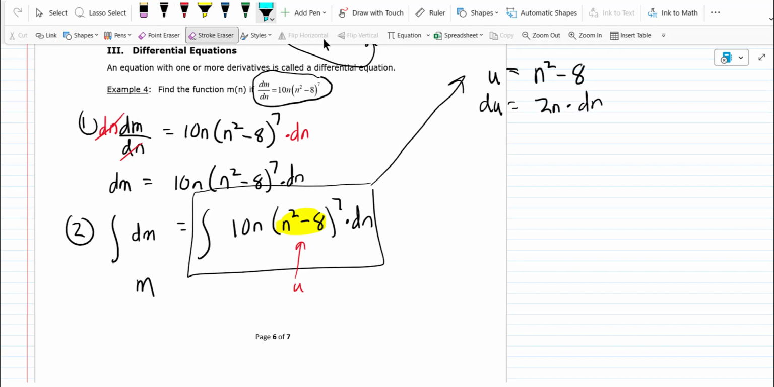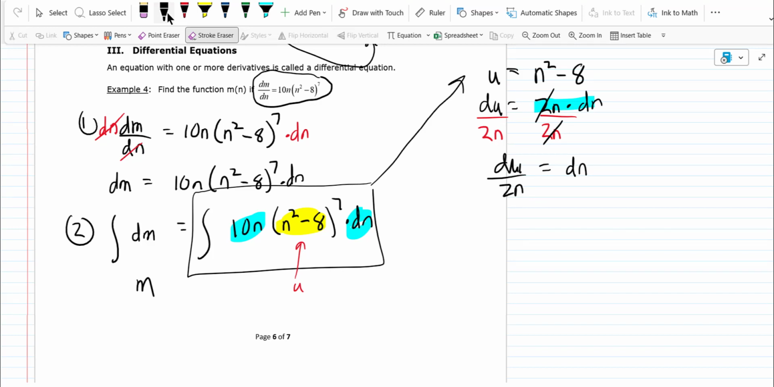Now notice that 2n dn does not match up with 10n dn. They're close. They're off by a constant, and that's what's going to happen on these problems. Always they're off by a constant. So what we've been doing in this case is go ahead and solve that equation for dn. So you're going to get du over 2n is equal to dn like that. Now if you can get this substituted in, then you'll have everything.